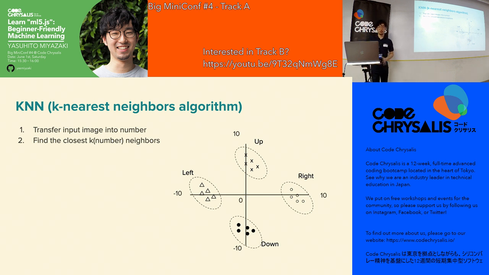How does this work? First of all, what I used was a video, basically an image. So first it needs to transform the image into a bunch of numbers. This is just an example. And then based on the image, or video in my case, it will find the closest neighbors, meaning the closest images that I added.